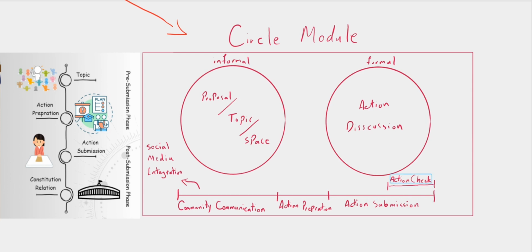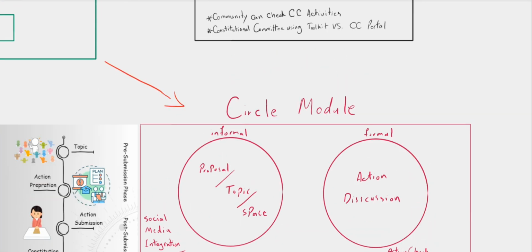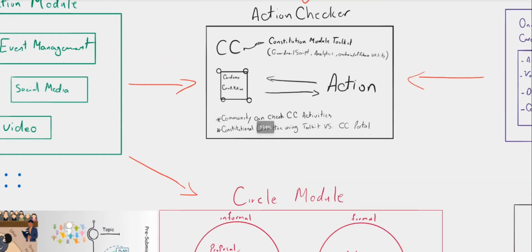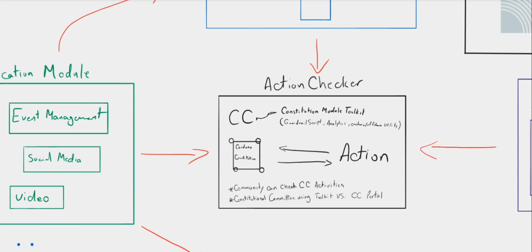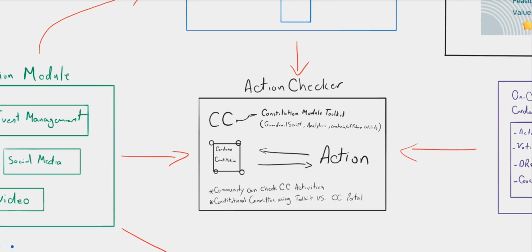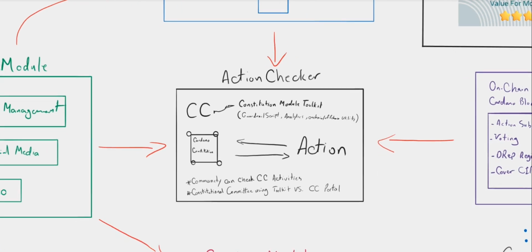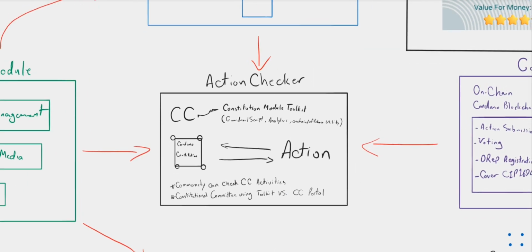And there is a subphase here called action check, where CCs form a gathering using the communication module, and by using a tool from the constitution module called the action checker, they verify if the proposal aligns with the constitution. Here, the CCs' activities will be transparent to the community.